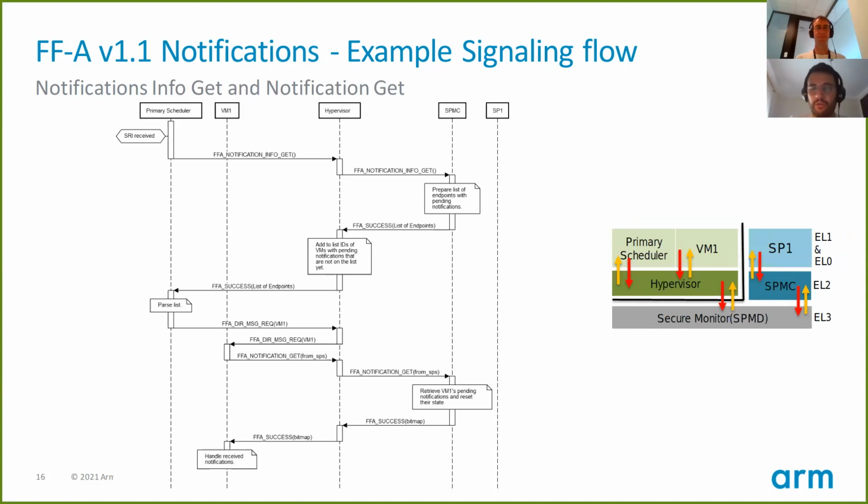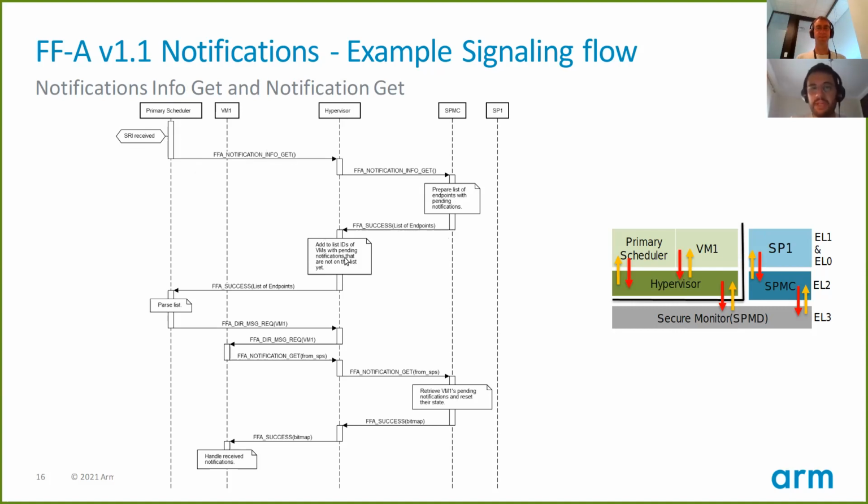So let's see now how the notifications are handled, from the point in which the primary scheduler is preempted by the scheduled receiver interrupt. The interrupt arrives at the primary scheduler execution. When handling it, the primary scheduler is expected to call FFA notification info get. The hypervisor would relay this call to the SPMC. The SPMC would see that VM1 has notifications pending and prepare a list with VM1 IDs. If all goes well, it should return FFA success, providing the constructed list.